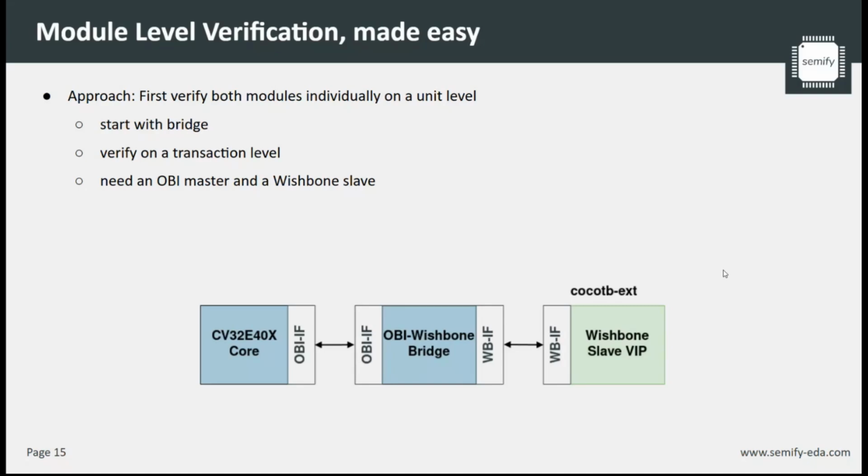And we're going to verify that this flow can go all the way from one module, pass through the bridge, go to the endpoint, and then return back to the starting point. And if this works repeatedly, then we can have some sort of confidence that the bridge is working as expected. So as mentioned, we need two modules to verify. We need some sort of OBI master, and we need some sort of Wishbone slave.